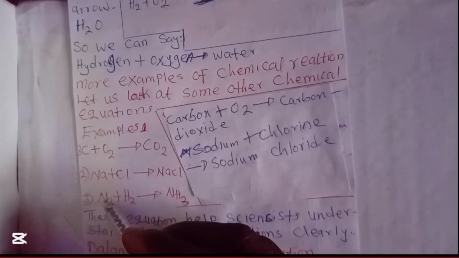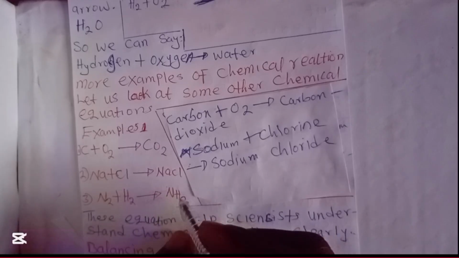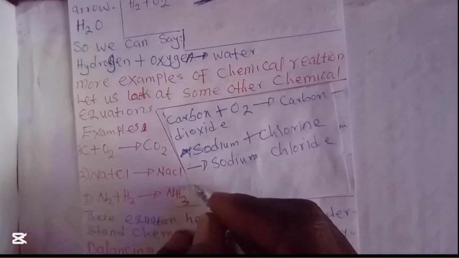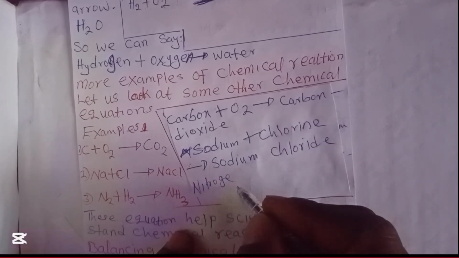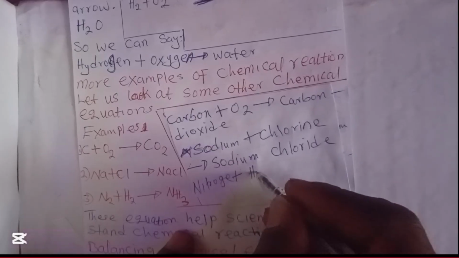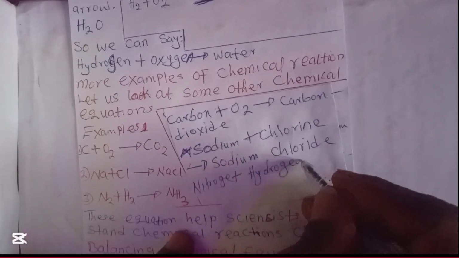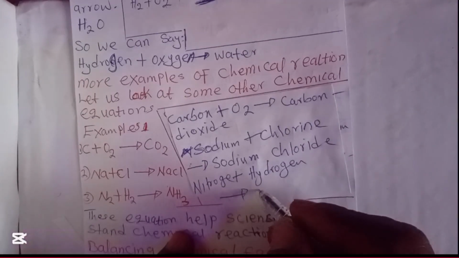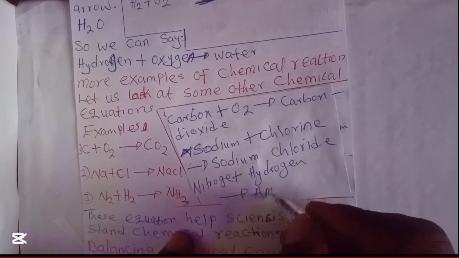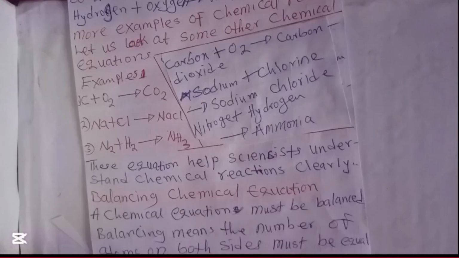We have N plus H giving us NH3. Thus, if nitrogen plus hydrogen is giving us ammonia. These equations help scientists understand chemical reactions clearly. Then let's see how this reaction takes place. Thus, let's see the balancing of chemical reactions.